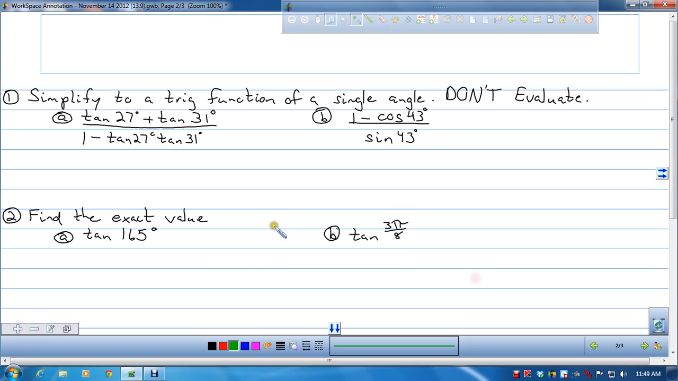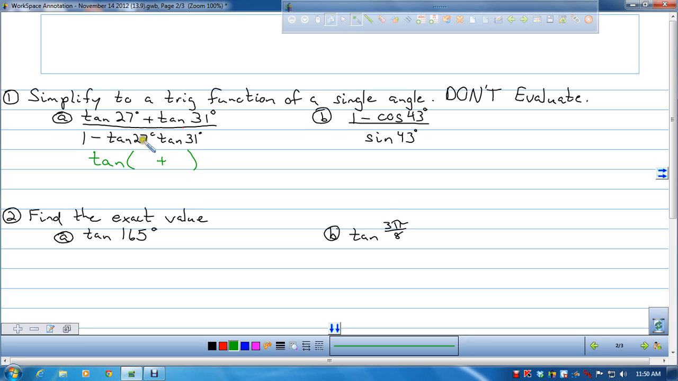So let's go look at some examples. Simplify to a trig function of a single angle, don't evaluate. So again, this is like the beginning of our last couple assignments where we're simply identifying the pattern. And when I see this pattern right here, it looks very similar, identical to one of my tangent addition formulas. And when I add in the numerator and subtract in the denominator, that is the equivalent of my tangent addition formula where I am adding the values, right?